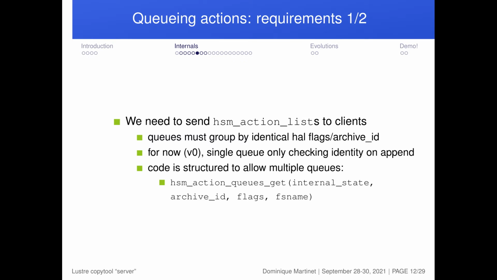So what kind of requirements do we get from this? What I just said, that the queue must group by identical flags. For now, the code only handles a single queue, but it's structured to allow multiple queues, and when it sees a request, it gets the queue with proper arguments.